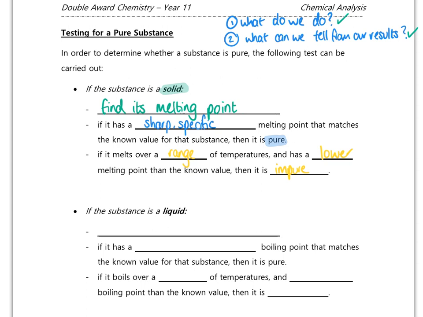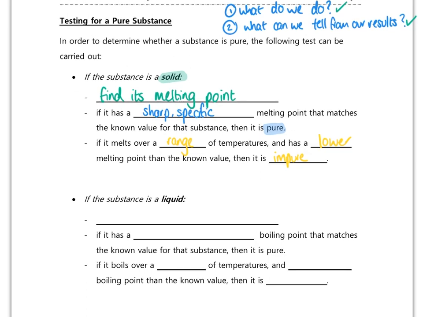However, what we do if the substance is a liquid is slightly different. Instead of finding the melting point, what could we do instead? There's no point finding the melting point because it's already melted. It's already a liquid. So if it's a liquid, what would we do? And what could we tell from our results?